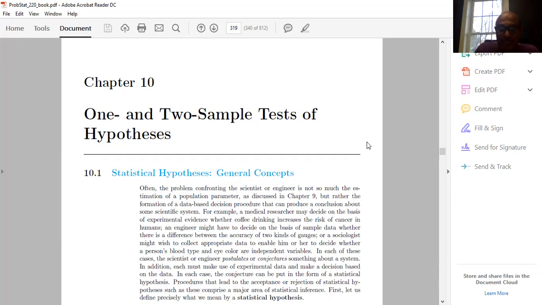In each of these cases, you can see here, the scientist or engineer postulates or conjectures something about the system, and each must make use of experimental data and make a decision based on the data. And in each case, the conjecture can be put in the form of a statistical hypothesis. So that's what we mean by the statistical hypothesis.